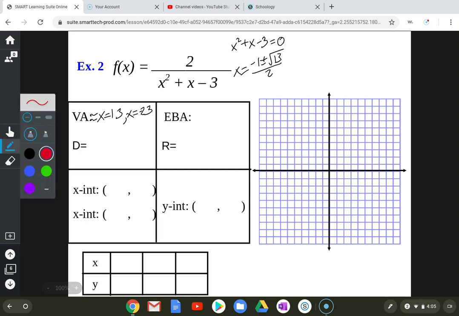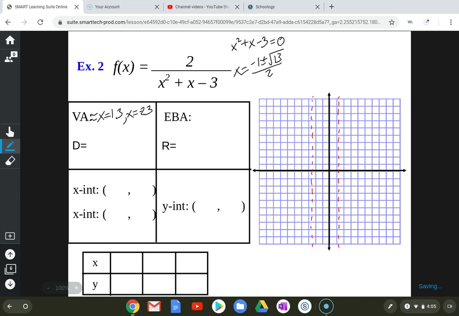So, okay, converting to red. We have one that's like this, and we have negative 2.3, one that's around here. All right. So our domain, you can just write x does not equal 1.3 or negative 2.3. In interval notation, I really don't want to write out that whole thing, so I'm just going to do it with decimals: negative infinity to negative 2.3, union negative 2.3 to 1.3, union 1.3 to infinity. All reals except those two values.